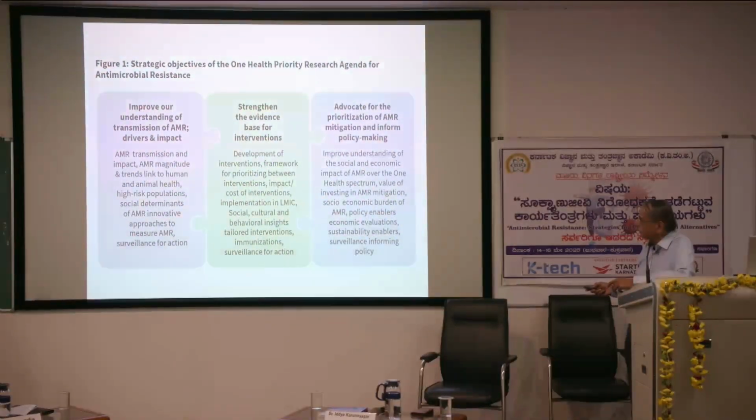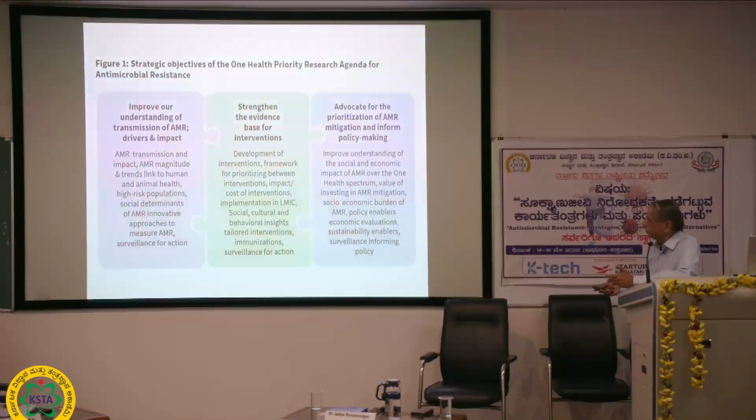Framework for prioritizing between interventions, impact, cost of interventions. Because if you are thinking of any intervention, then the countries need to know what will be the cost of this intervention. So that also needs to be studied. Then implementation in low and middle income countries, social, cultural, behavioral insights, tailored interventions, immunizations. Dr. Nagendra talked about the effect of vaccine on AMR, and surveillance for action.